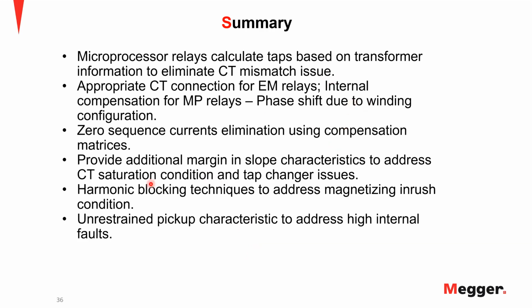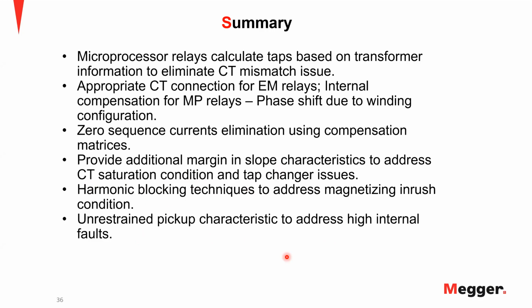We also learned that in the slope characteristic, if we provide enough margin in the slope to address issues like saturation and tap changes and many other issues, that will help the differential logic. And then harmonic blocking techniques are used to address the magnetizing inrush condition, so that when we are energizing a transformer, the relay does not nuisance trip. And finally, the unrestrained pickup characteristic is used to trip for high internal faults.